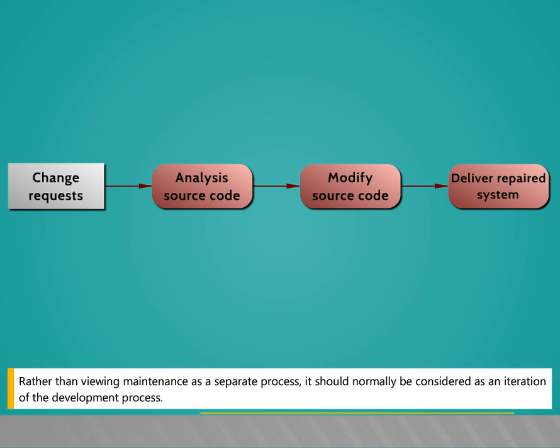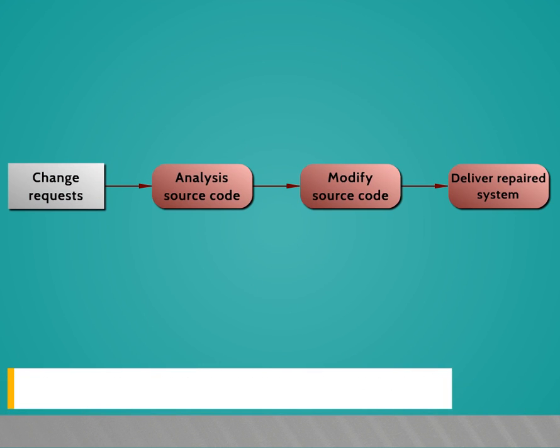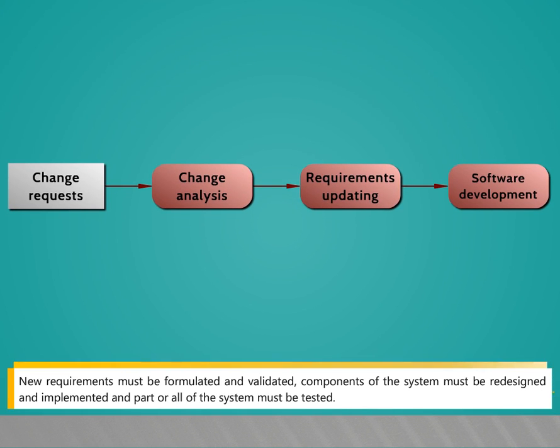Rather than viewing maintenance as a separate process, it should normally be considered as an iteration of the development process. New requirements must be formulated and validated, components of the system must be redesigned and implemented, and part or all of the system must be tested. This implies a process model.